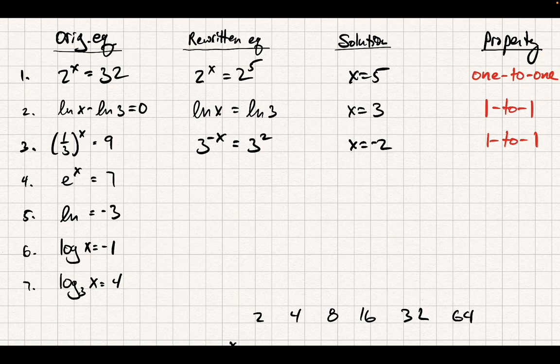You take the natural log of both sides. So what do I write here for my rewritten equation? Natural log of x equals natural log of 7? No, that's not how it works. Where is the e? Why does the e disappear? I'm going to take the natural log of both sides.